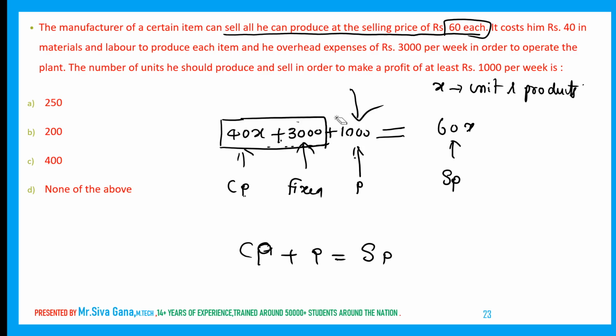Now 60 minus 40, 20X is equal to 4000. X is equal to 4000 divided by 20, so X is 200 units. The number of units they have to produce at least is 200 units to get the profit of 1000 per week.